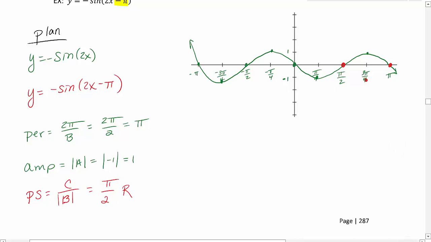And once you get a few of them, you kind of see what the wave pattern is. So like by now, I can kind of see that, oh, I need to do this. Right? So I'm going to get the points just following the pattern. And now that we have all of our red points, I'm ready to draw in my graph. And there we have it in red, y equals negative sine of 2x minus pi.